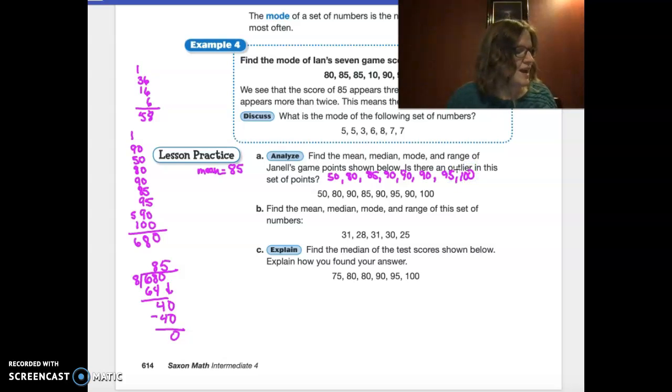And remember that our median is the middle when the numbers are in order. So let's see, 1, 2, 3, 4, 5, 6, 7, 8. So 1, 2, 3, 4 is right here. 1, 2, 3, 4 is right here. So our middle would be right here. Since they're both the same number, then we can feel good about saying that our median is 90.